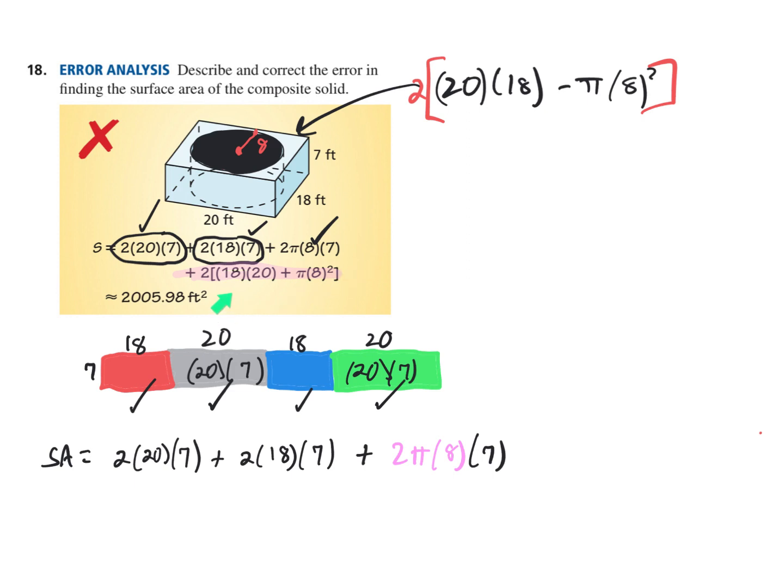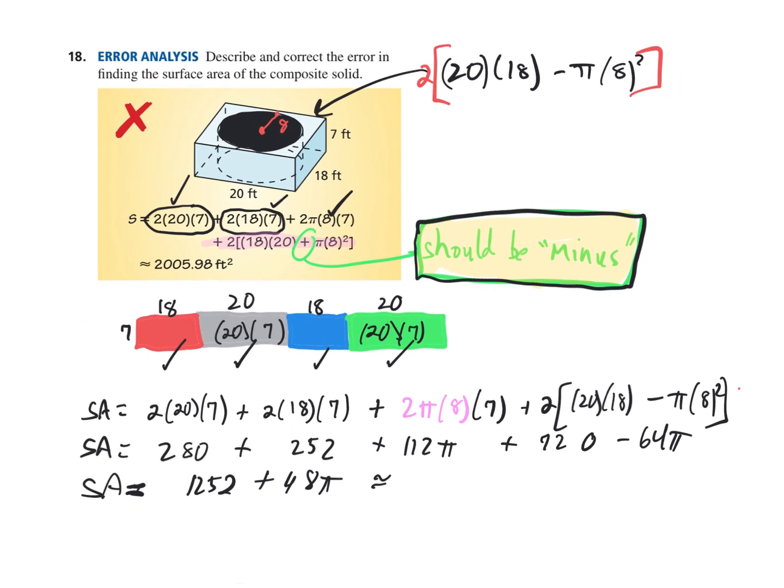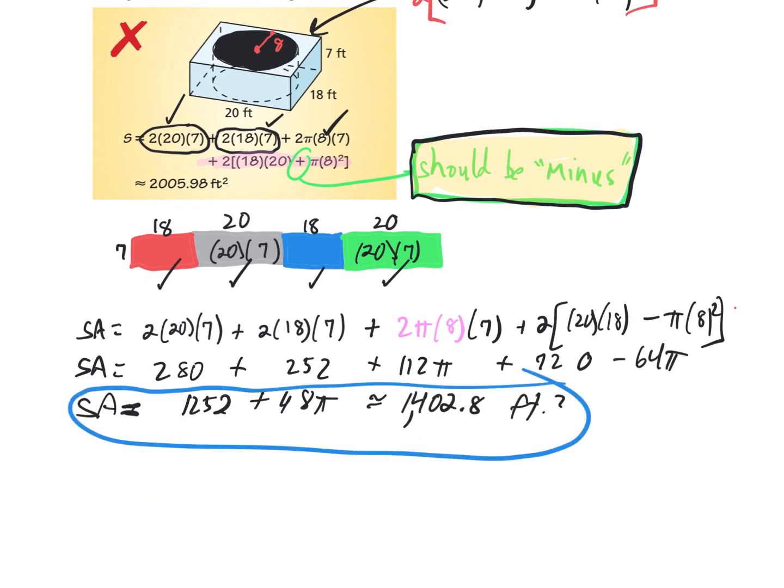And how's that different than what they did? They forgot to subtract the circle. So there's their mistake. That should be a subtraction sign. And here's the correct answer, which reduces to, for an exact answer of 1252 plus 48 pi, or about 1402.8 square feet.